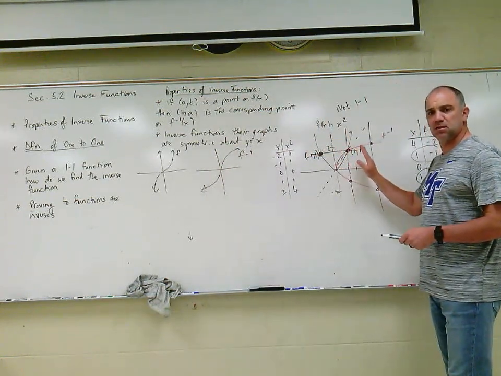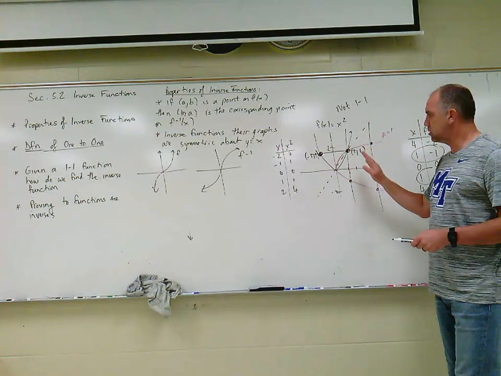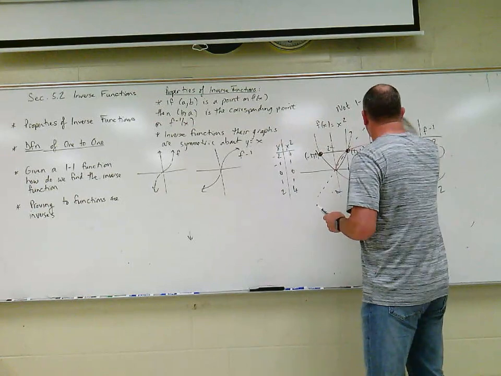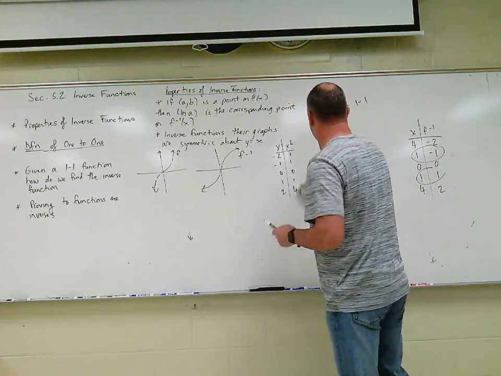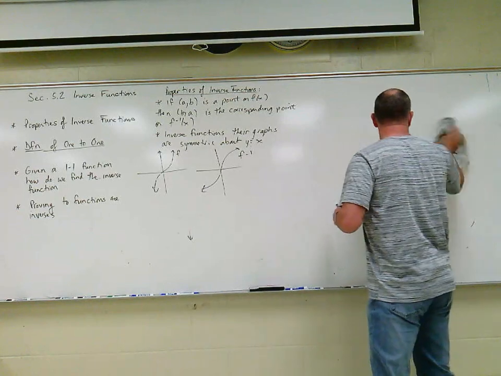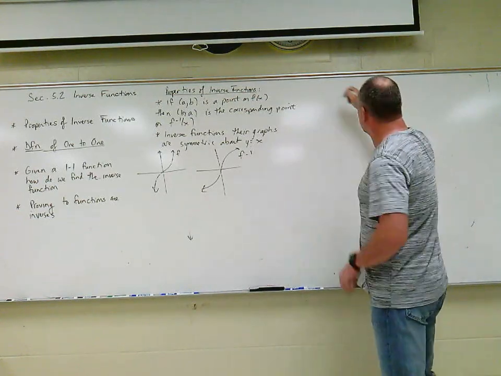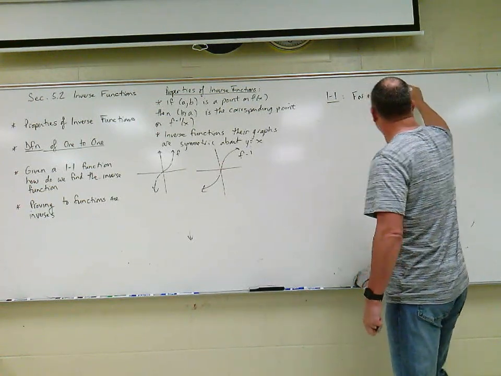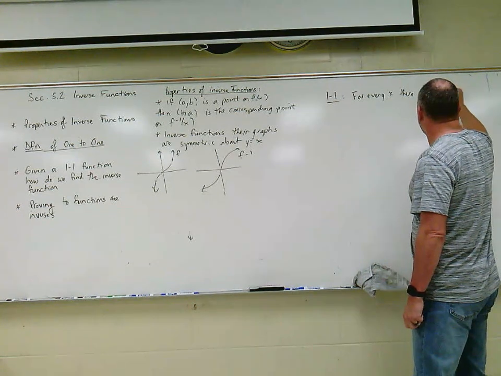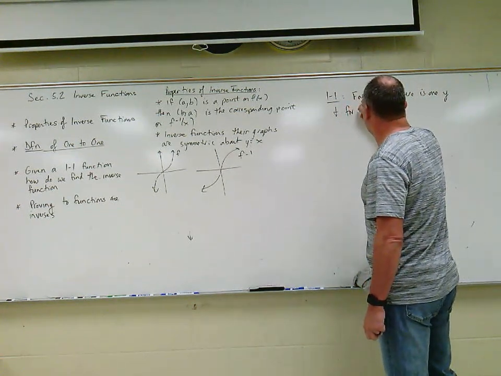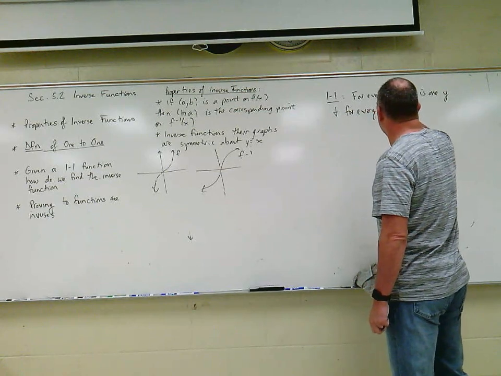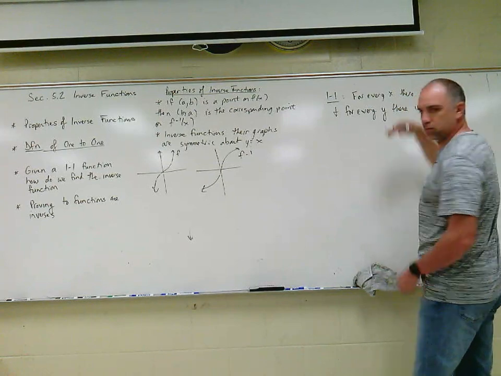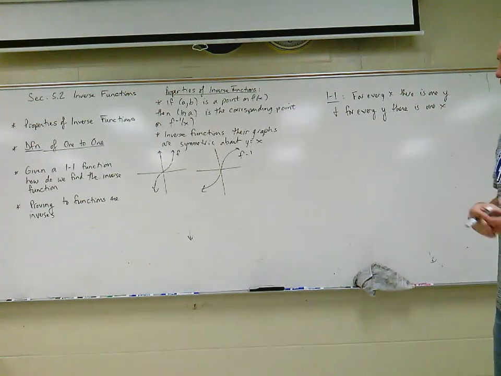So this is the easiest example to give, to see it with a parabola. So with a parabola, we can see it's not 1-to-1, okay? So in order to be 1-to-1, what has to happen? So to be 1-to-1, for every x, there is 1 y, and for every y, there is 1 x. So you can replace that with input and output.